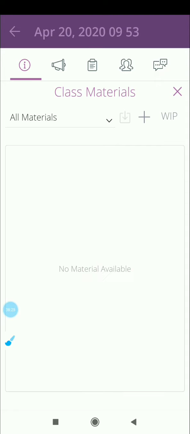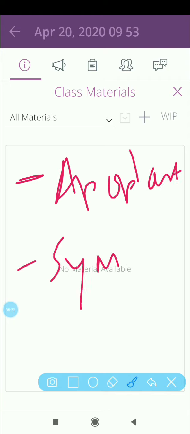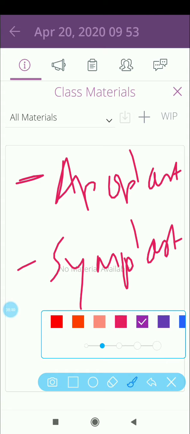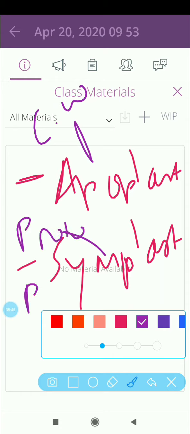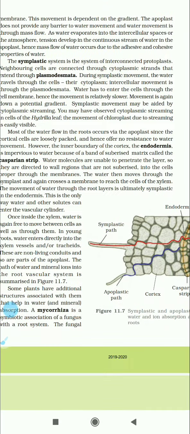Now water and mineral absorption will be mainly by two routes, that is apoplast and Symplast. Apoplast is through the cell walls. Symplast is through the protoplast. You should also know about Plasmodesmata. Inside the cell this movement will happen. So remember these things from today's lecture. If you have any doubts, you can ask me.